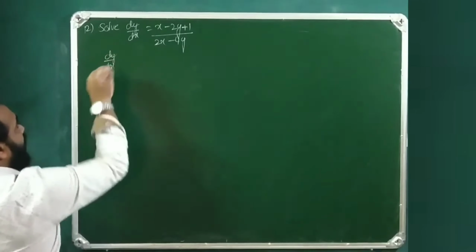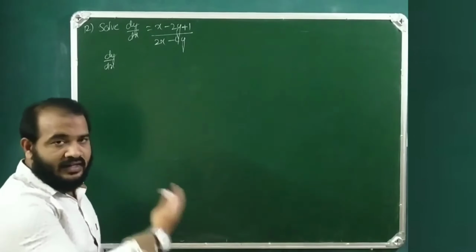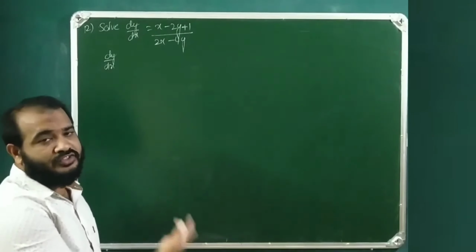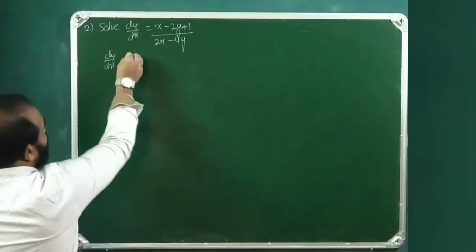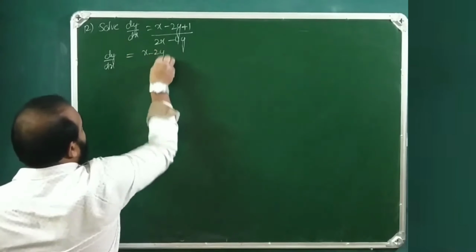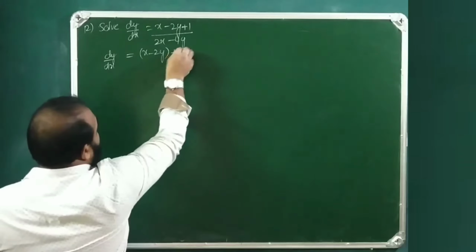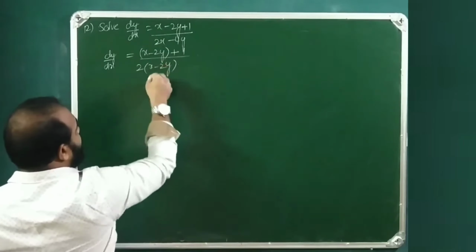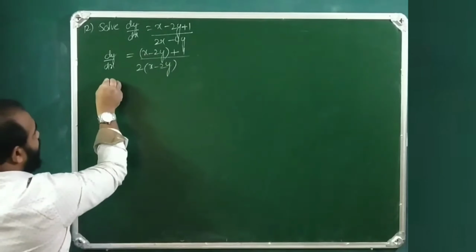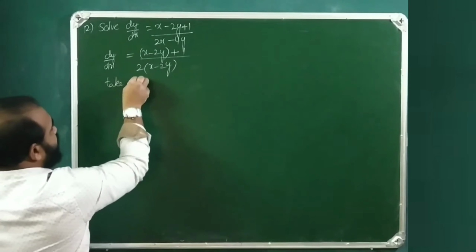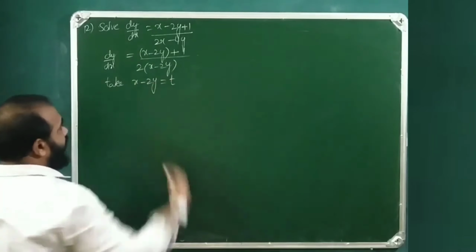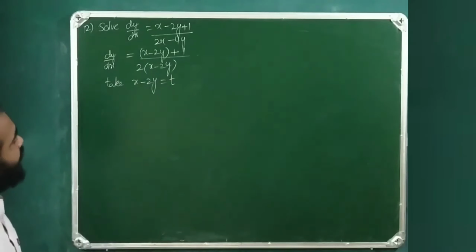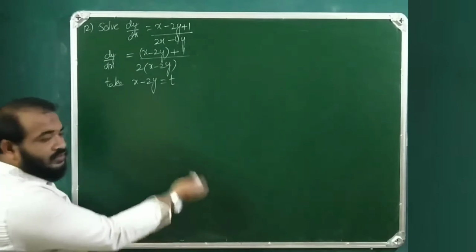Instead of going into the details and applying the process of non-homogeneous differential equations, let us write x minus 2y plus 1 by, taking 2 common, x minus 2y. Take x minus 2y equals t. Now you may go through the process of the variable separable method that we have used before.